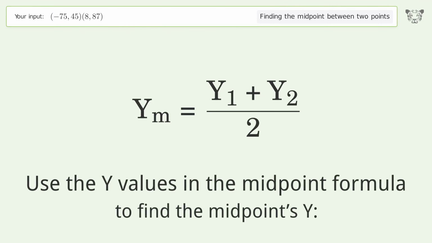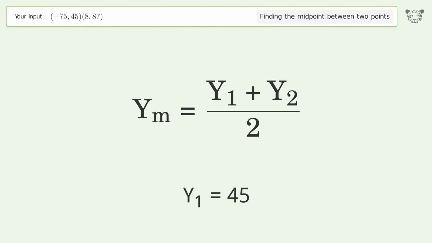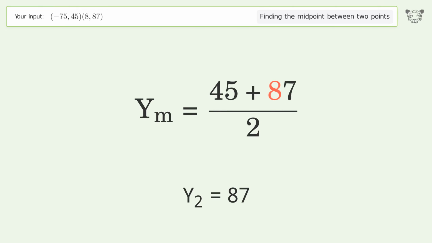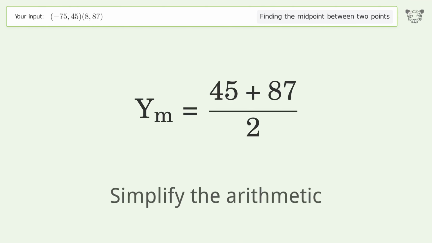Use the y values in the midpoint formula to find the midpoints y. y1 equals 45. y2 equals 87. Simplify the arithmetic.